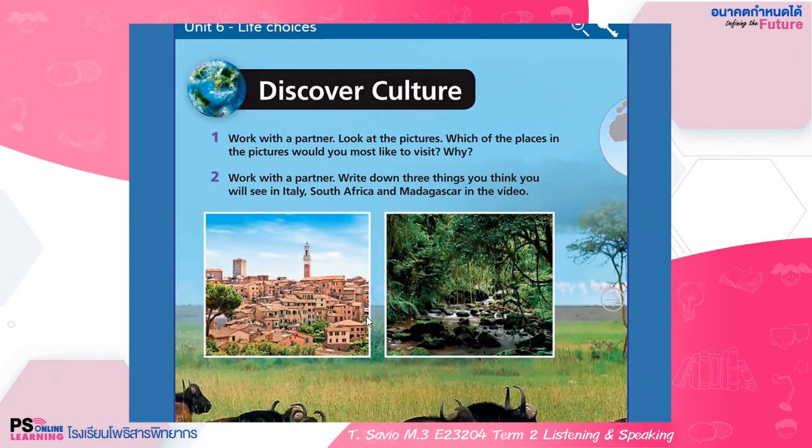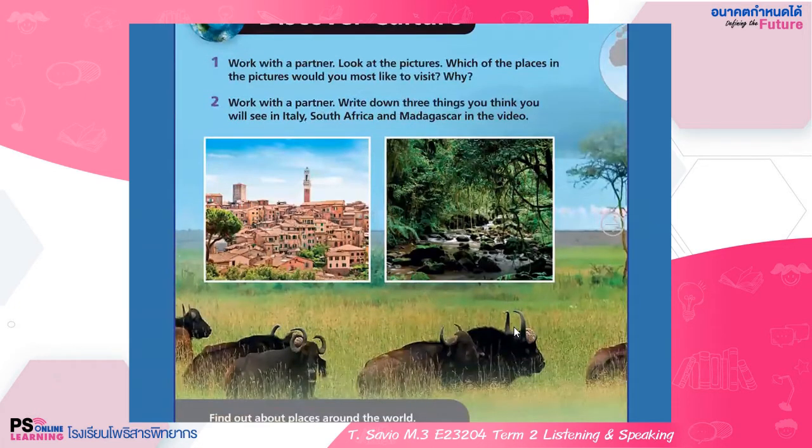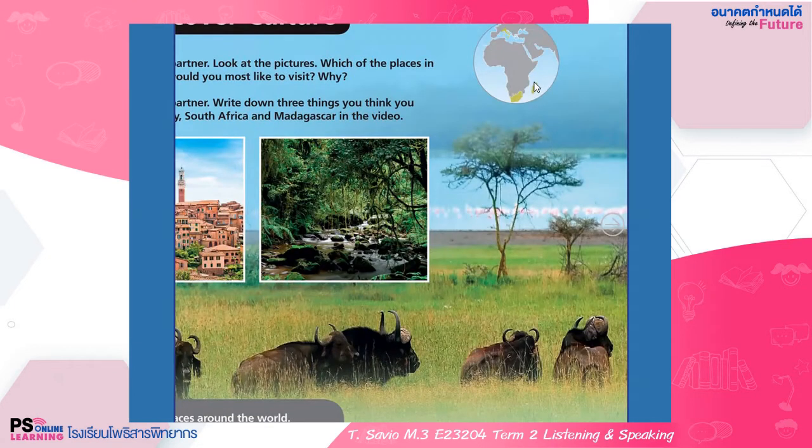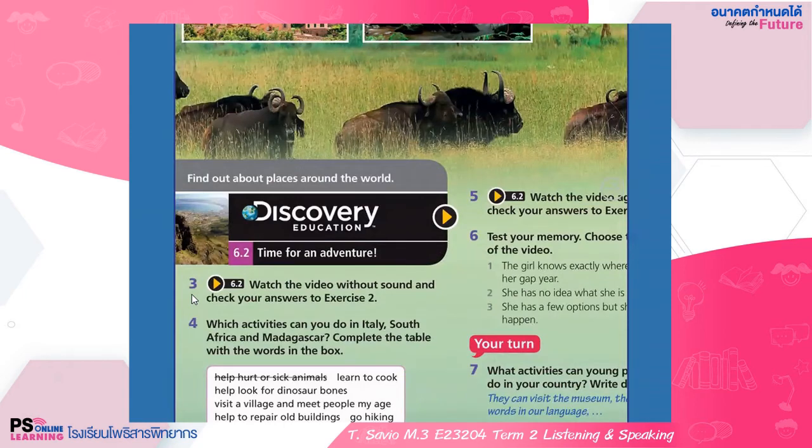This looks like a picture of Italy. This one seems like Madagascar. And this picture, which is our background, looks like South Africa. This is the island of Madagascar, South Africa, and Italy in Europe. Exercise 3. Watch the video without sound and check your answers to exercise 2.